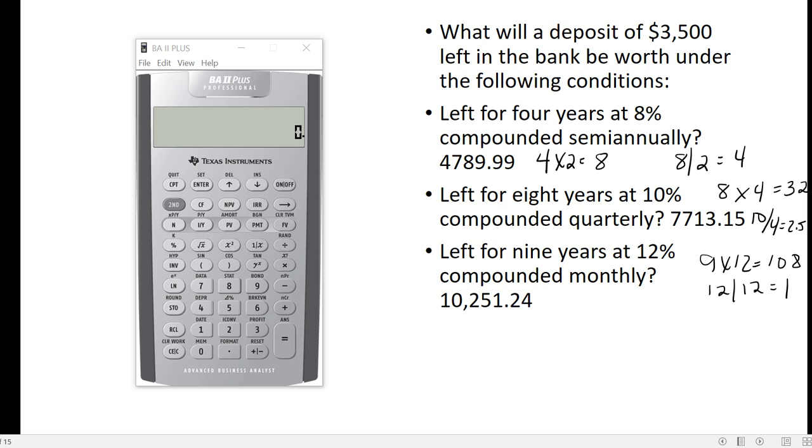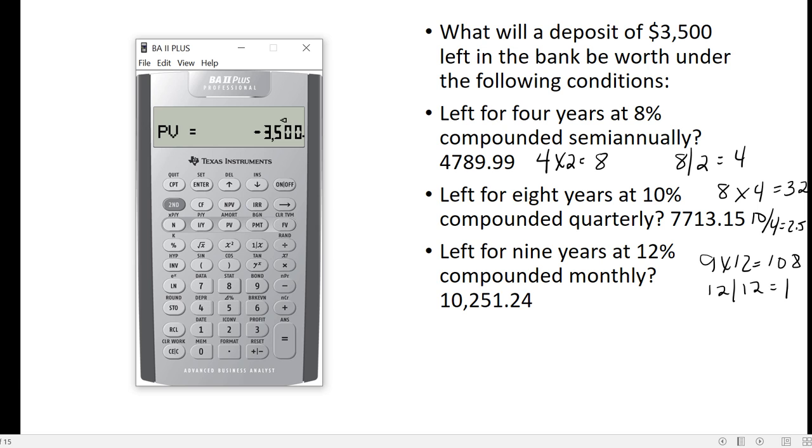So remember, with time value of money, the first thing we always do is clear time value of money. That's second, and the FV, which clears time value of money, and then let's put in our number. So we're going to deposit $3,500. Does that come out of our pocket? Yes, it does. We have to take it out to put it into the bank, so we make that a negative, and we press PV.